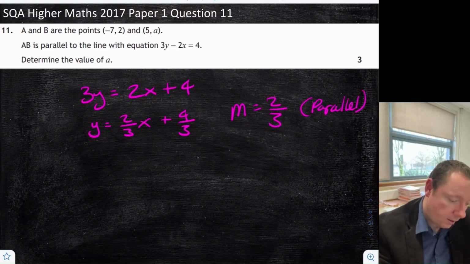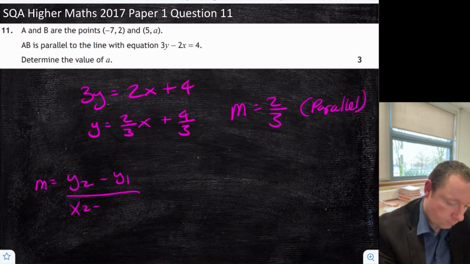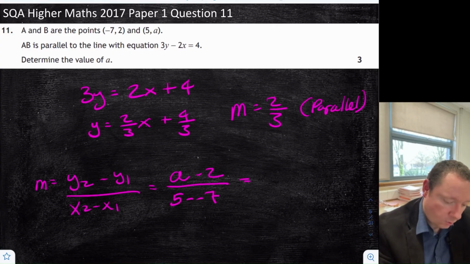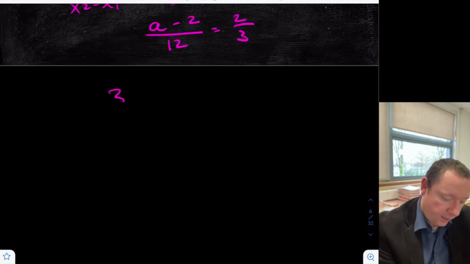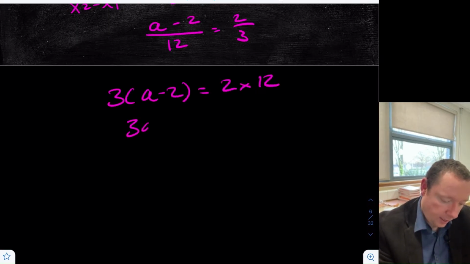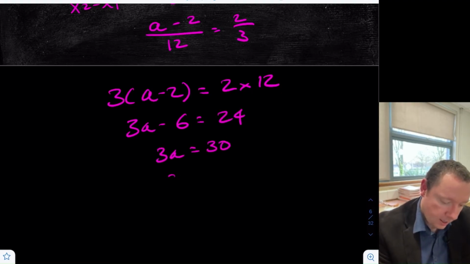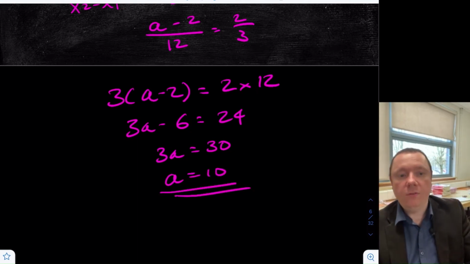And then we've got our points here, but we know if we use the gradient formula on that, we need to get an answer of 2/3. So y2 minus y1 over x2 minus x1. So I'm going to do a take away 2 on the top and 5 take away minus 7 on the bottom, and that equals 2/3. Cross multiply: 3 times (a minus 2) equals 2 times 12. So 3a minus 6 is equal to 24. Nice and simple to solve. We get 3a equals 30 and a is 10 for our final mark.